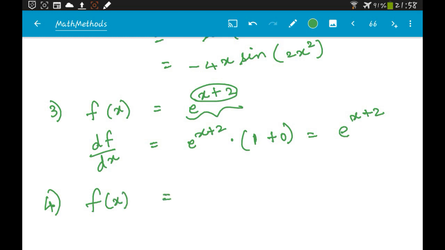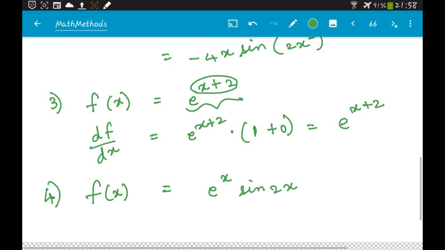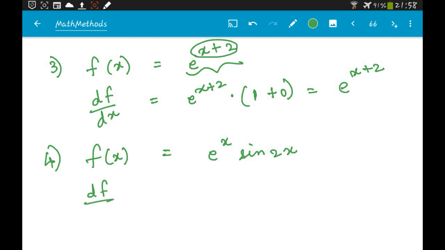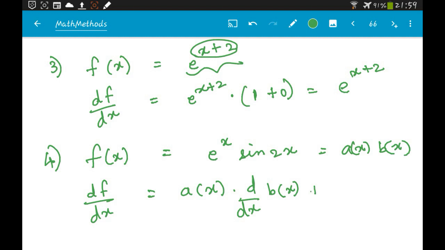If f of x is e power x into sine 2x, right, then df by dx will be, so this is like a product of two functions, right? So you can write it as a of x into b of x. So we will write this as a of x into d by dx of b of x plus b of x into d by dx of a of x. So this is how you will do.